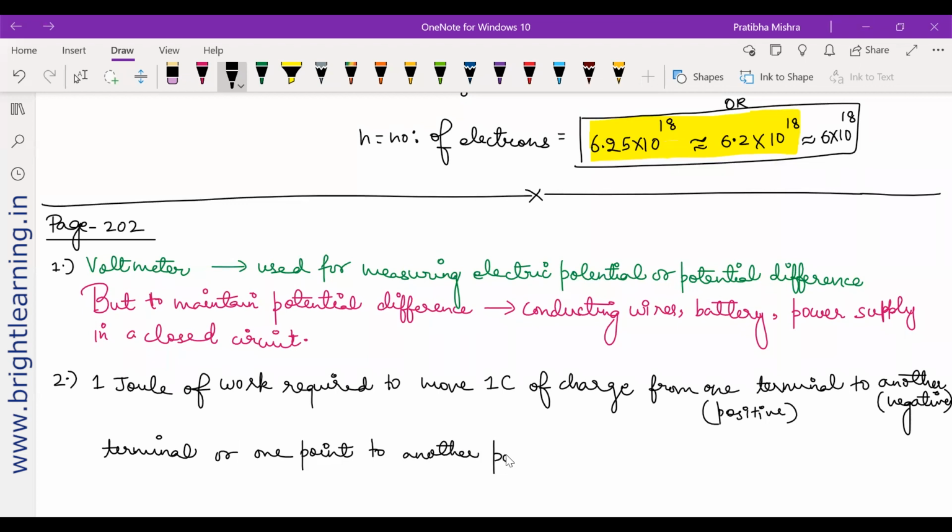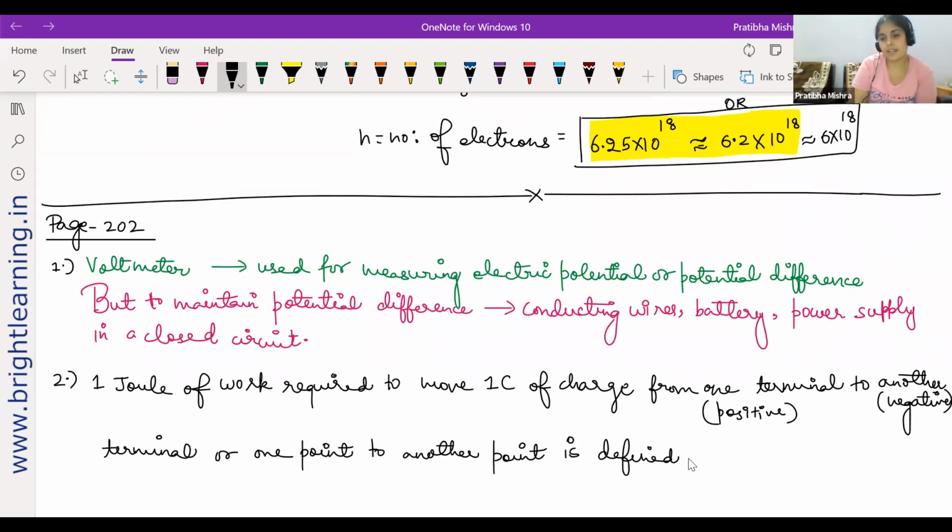To another point is defined as 1 volt. So how to write its mathematical expression? How can I write it down? Is defined as 1 volt.